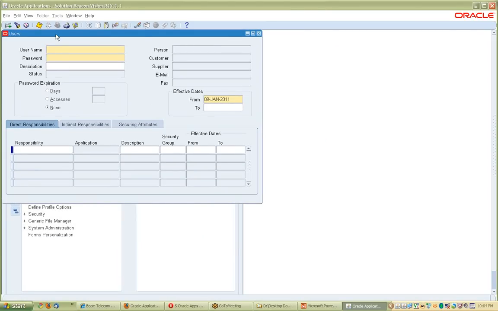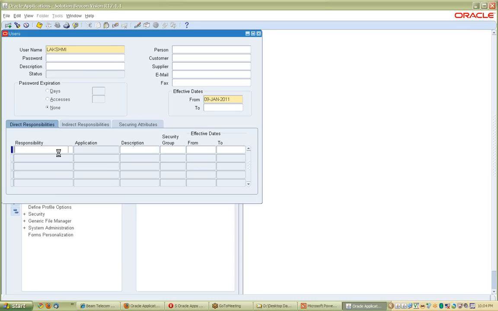Are you able to see this user form? See, let me say Lakshmi. Password welcome123. The ones in yellow are mandatory. The ones in white are optional.